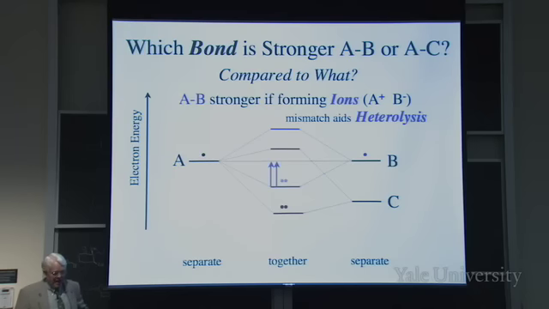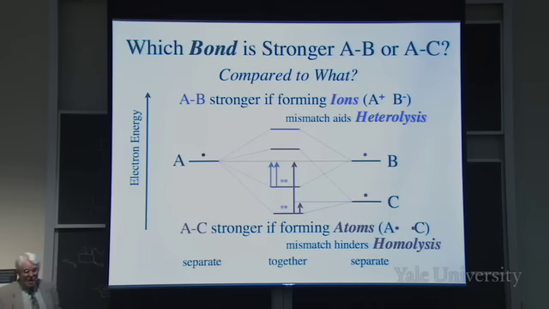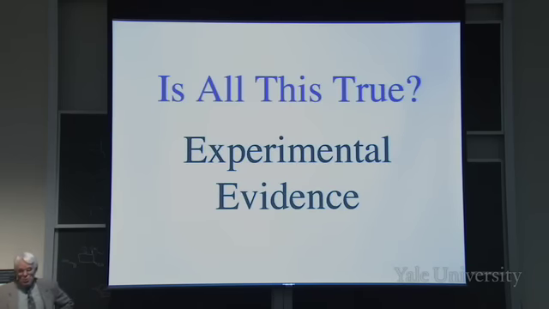That's because of that. But now, suppose you do homolysis and put one on each. Now which one's easier? Now the blue is less energy than the red. Okay? So now the AC is going to be stronger. So mismatch hinders homolysis, right? So you can't really say which bond is stronger unless you say compared to what? How are you breaking it apart? Okay? Is all this true?